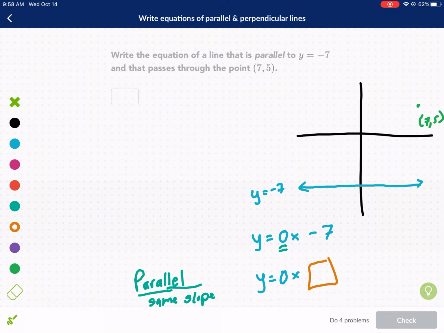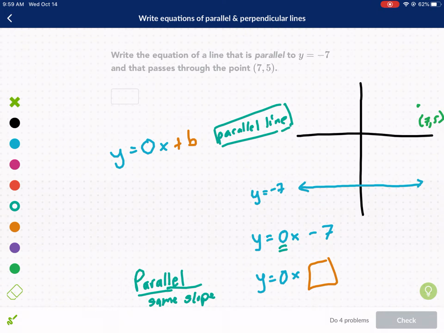There's a couple different ways to do this. I'm going to show you one way, and then I'm going to show you my preferred way. One way is once we have y equals 0x, we say we don't know the y-intercept, so we put plus b, because this is going to be the equation of our parallel line. Okay, what do we do from here? Well, we have a point that we want this line to go through.